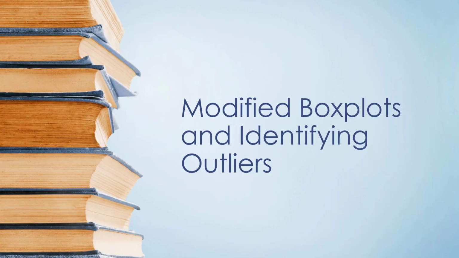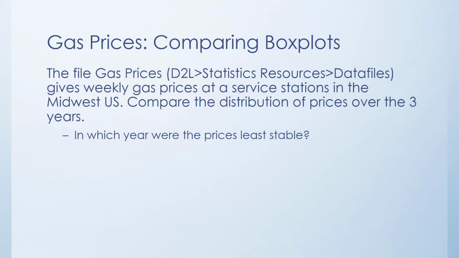Okay, so in this video we're going to do a few more examples with modified box plots and identifying outliers. We're going to use Minitab this time to do some of our calculations and to make our box plots. So in this example we're going to look at gas prices.